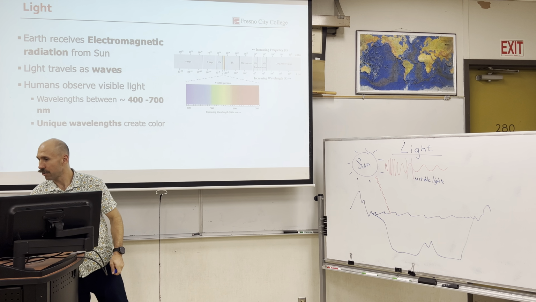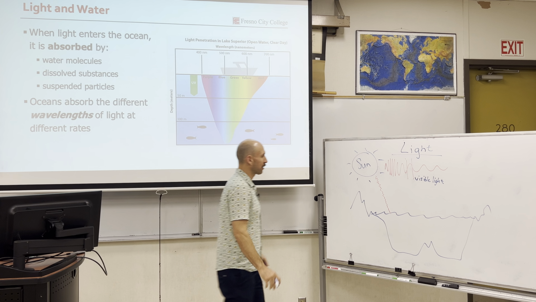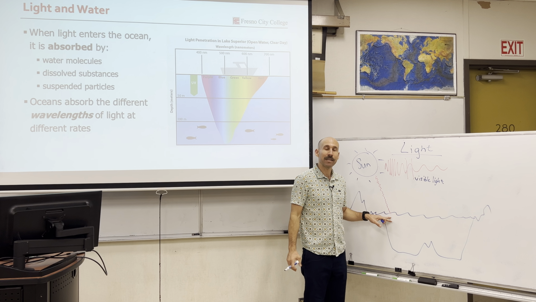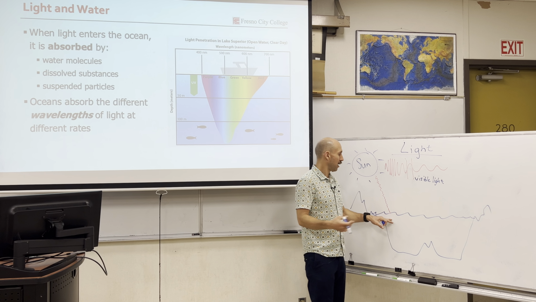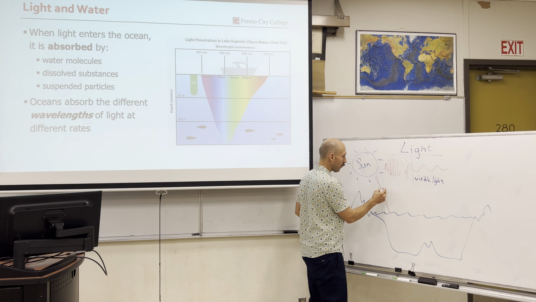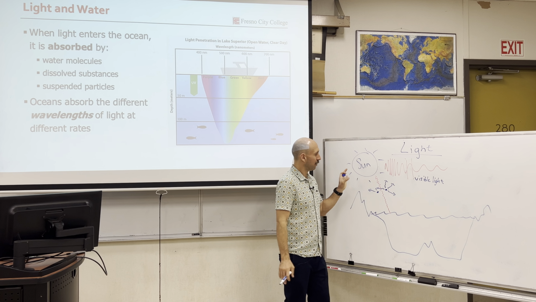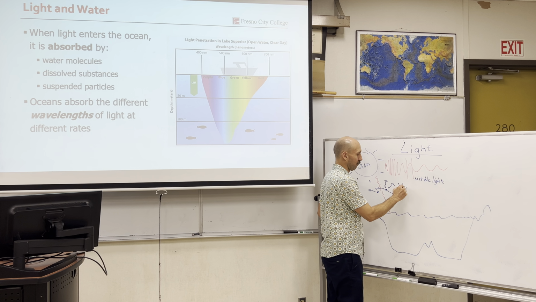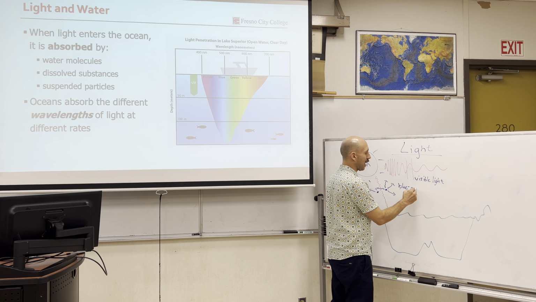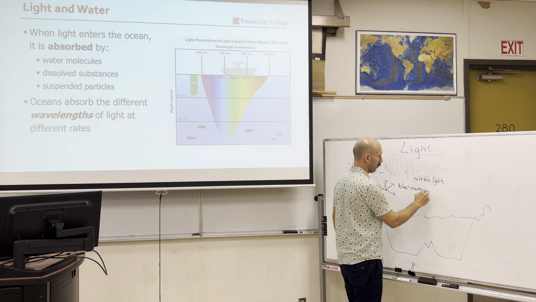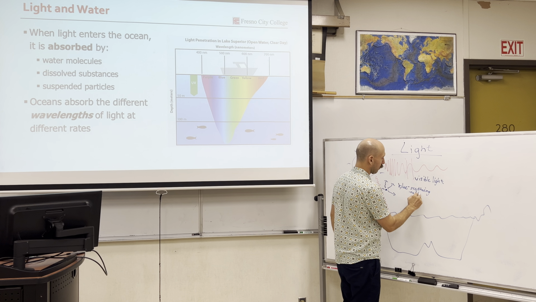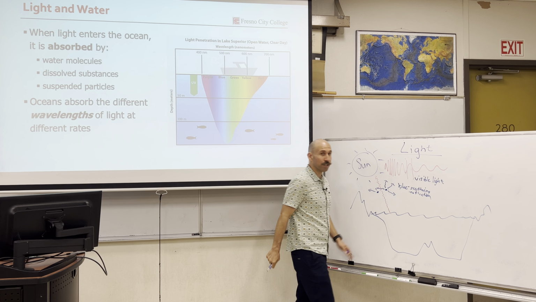And then when they get to the ocean, the oceans begin to absorb various wavelengths. In the atmosphere, we have particles that scatter light, giving it its blue color. So this is through the scattering or the reflection.